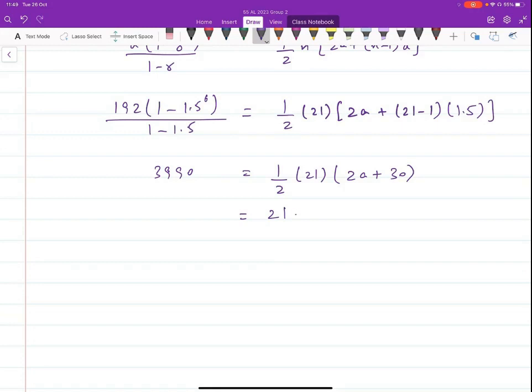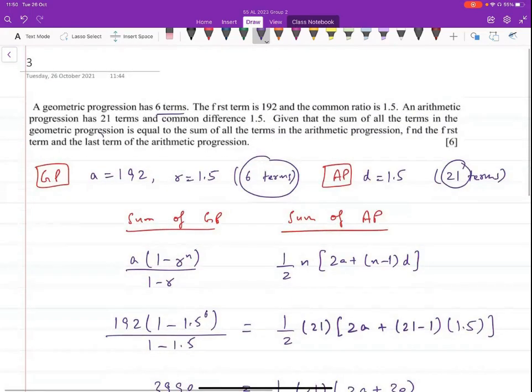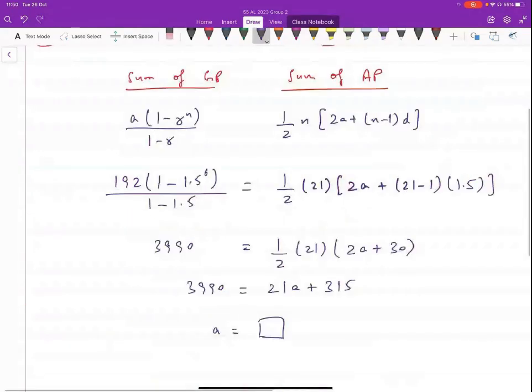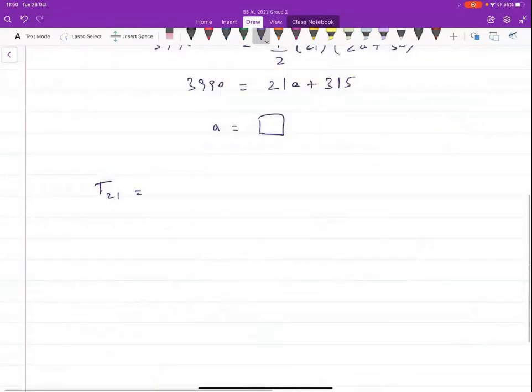You will have 21a plus 315, I think, or something like that. You'll get the value of a from here. Okay, you will have the value of a. When you have the value of a, you need the last term. What will be the last term of the AP? The 21st term. Once you have the value of A, you'll just find the 21st term after that. T21 will be A plus N, which is 21, minus 1 times the difference. The difference was 1.5. Input the values inside this, and you'll get the last term from here as well. Okay, you can do this.